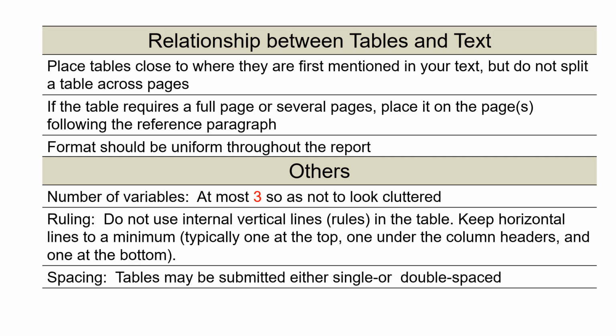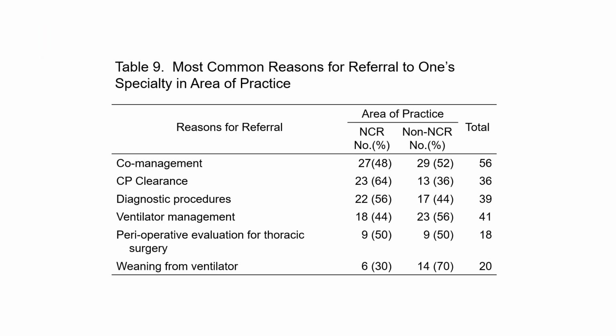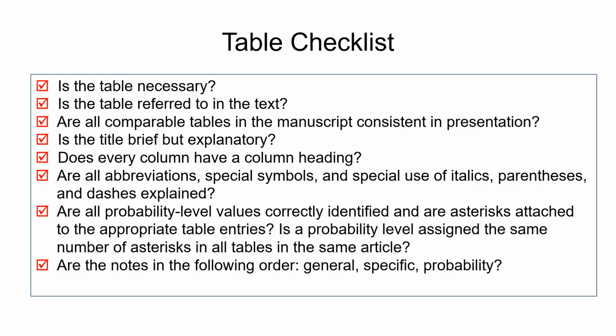Abbreviations, terminology, probability levels must be consistent across tables and figures in the same article. Avoid use of internal vertical lines in the table. Keep horizontal lines to a minimum, typically one at the top, one under the column headers, and one at the bottom. For this table checklist, first consider if the table is really needed to present data, or could the data simply be presented in text?